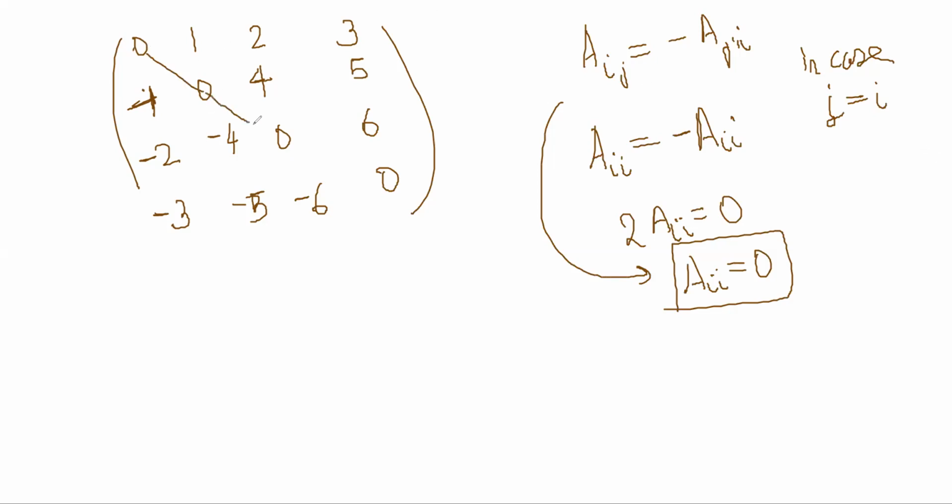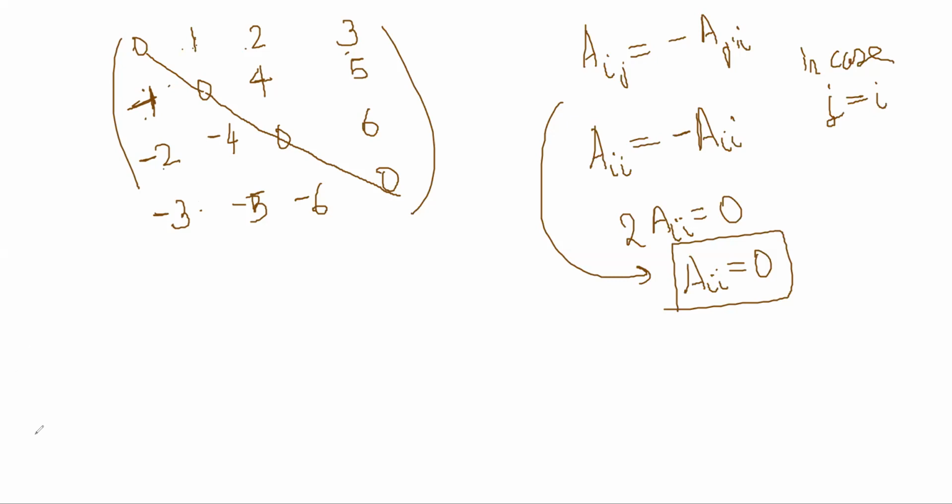So these diagonal elements are 0, and the other elements are negative of each other. So 1 becomes -1, 2 becomes -2, 3 becomes -3, and so on. So see, all the other elements are negatives of each other. So that is called a skew symmetric matrix, right?